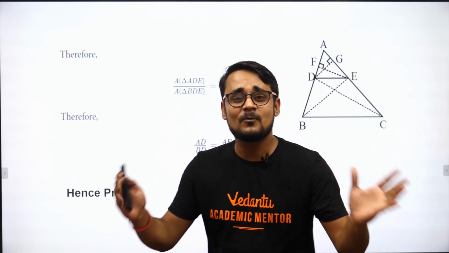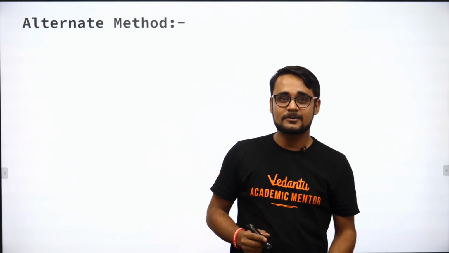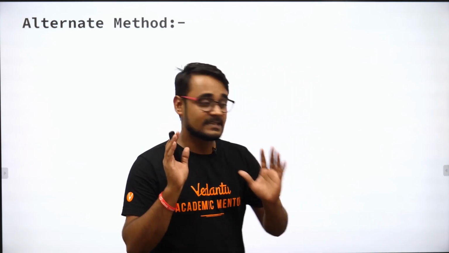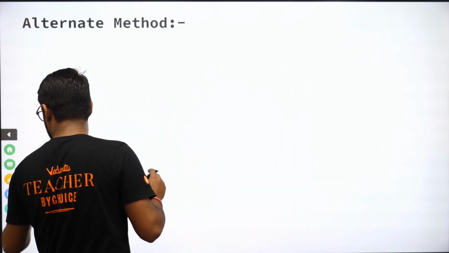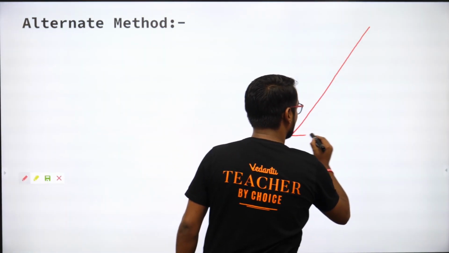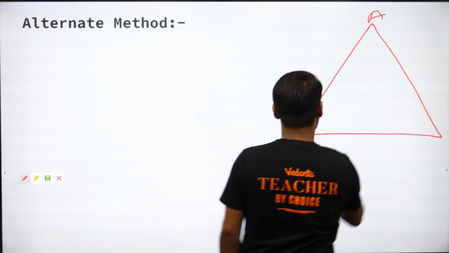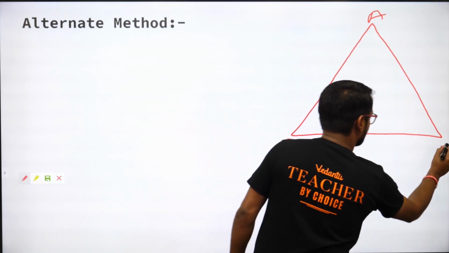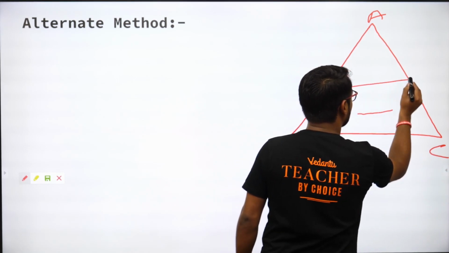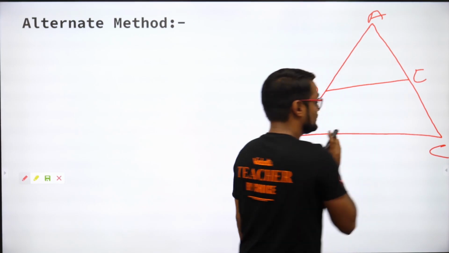But yes, now we have the shortcut method, that is the alternate method. How are we going to do it? हम लोग फिर से सेम ट्राइंगल बनाने वाले हैं जो हमने लास्ट टाइम बनाया था. And what is that triangle? Triangle ABC, where there is one parallel line DE that is parallel to base BC.